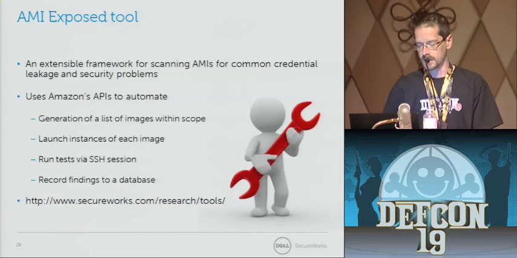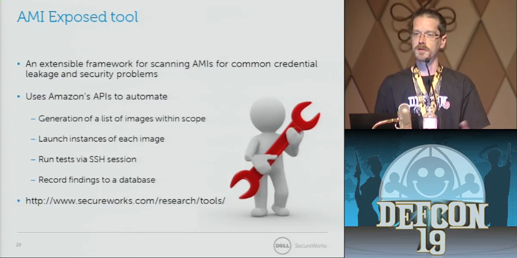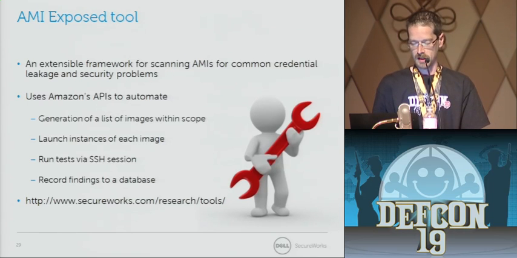At its heart, it uses Amazon's API to automate the retrieval of a list of images, defining the scope of your tests. I'd imagine common use cases would be testing all images that I own, maybe before I make them public if I'm planning to do that. As a penetration tester, you might be interested in testing all images that are owned by a specific client, to see if you can find any of their credentials being stored publicly.